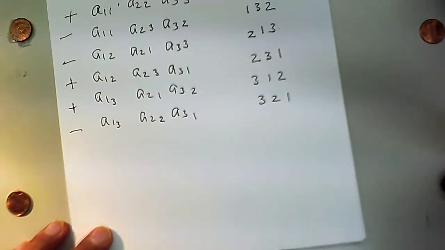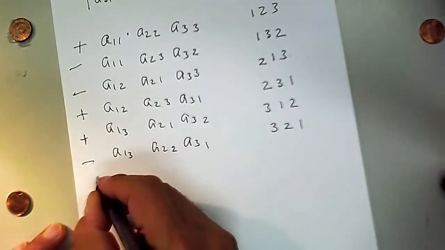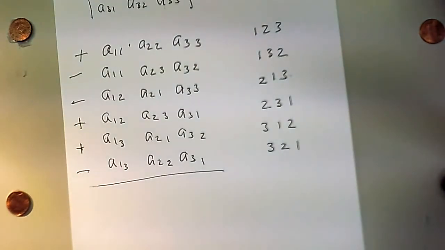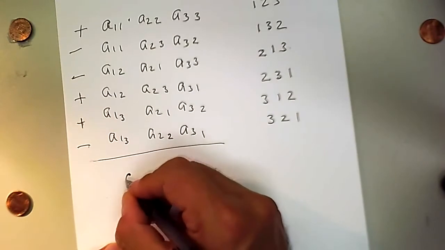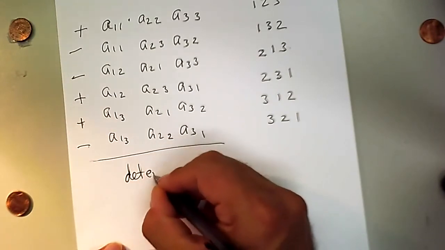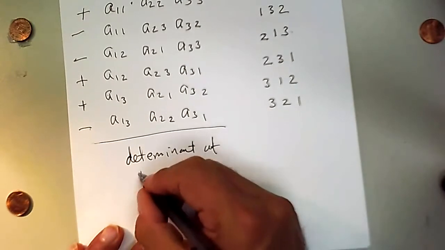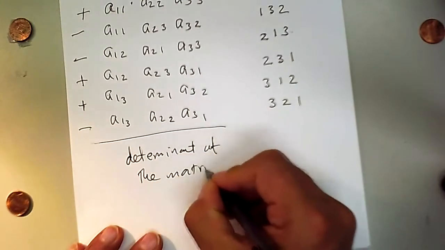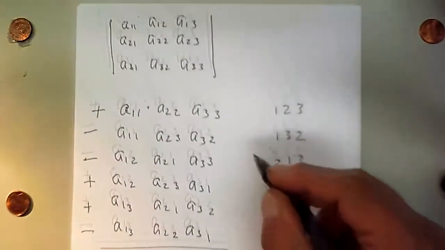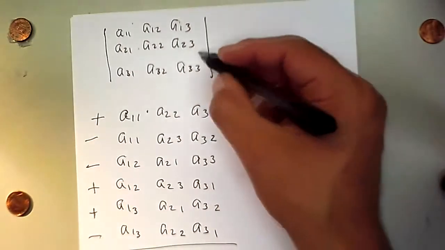There we go. If we add those 6 numbers, we're going to end up with the value of the determinant of the matrix A. We're going to assume that this matrix is going to be A.